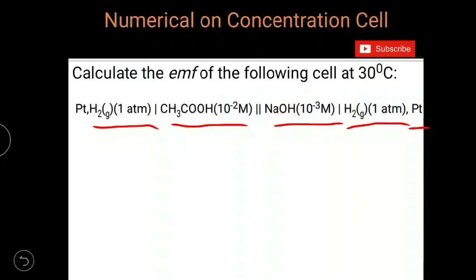Acetic acid is a weak acid. Weak acid concentration is given. We need pH. To find out EMF of the cell, we need pH of anode. To find out pH of a weak acid, we need acid dissociation constant also. Acid dissociation constant of acetic acid given is pKa. pKa of acetic acid given is 4.74. From Ka you will get pKa. pKa value has been given. pKa of acetic acid is 4.74.